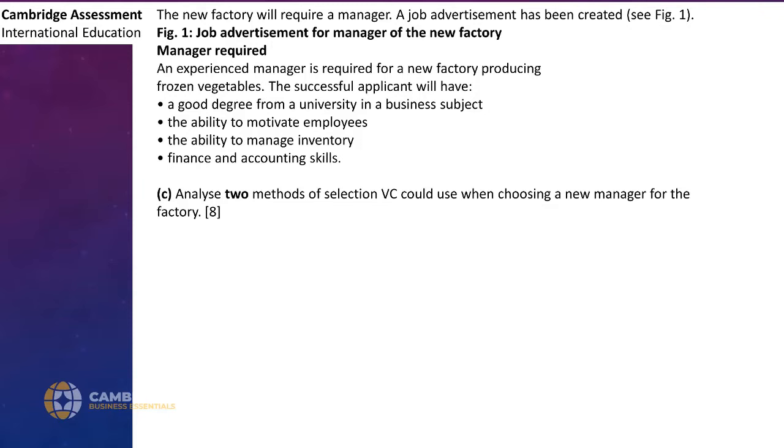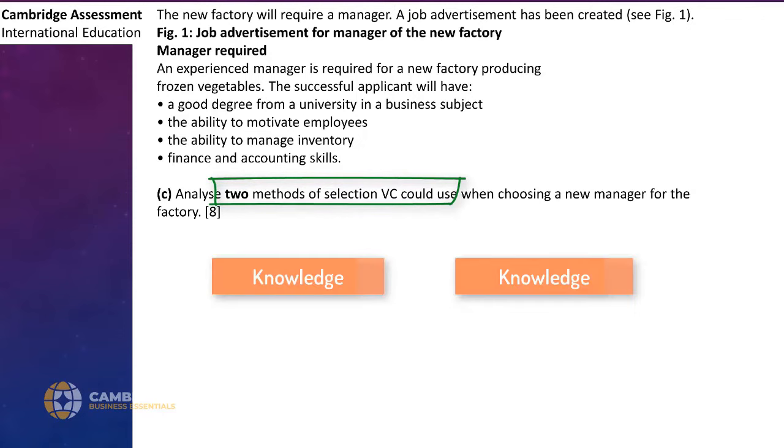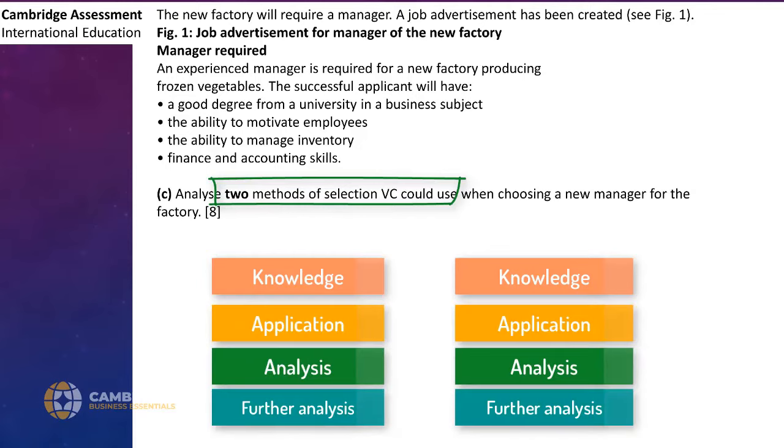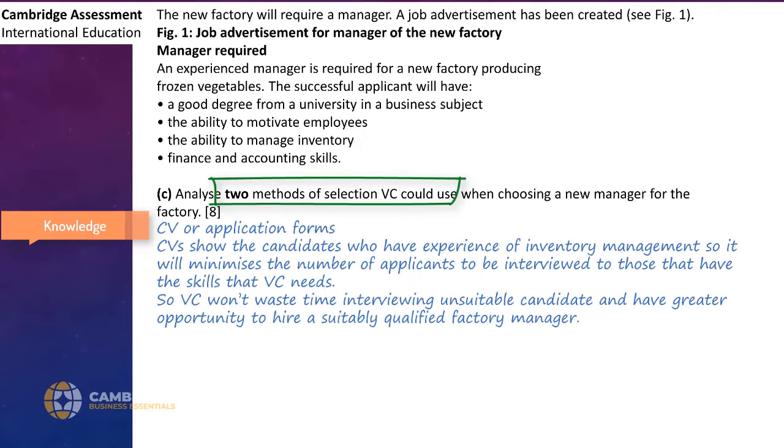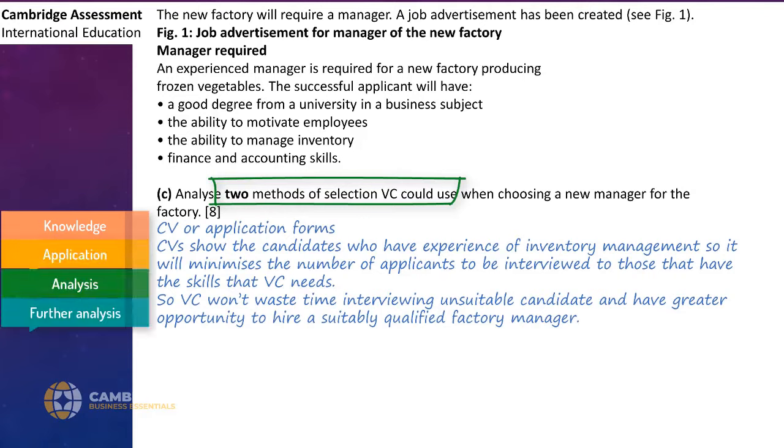The example question is asking for analysis of 2 methods of selection for a new factory manager. So we need 2 knowledge points with developed analysis here applied to the case study. Start with knowledge, CV or application forms. Then apply it to the case study and explain why this method of selection will select the best candidate, which is analysis, and how this will positively impact the business.